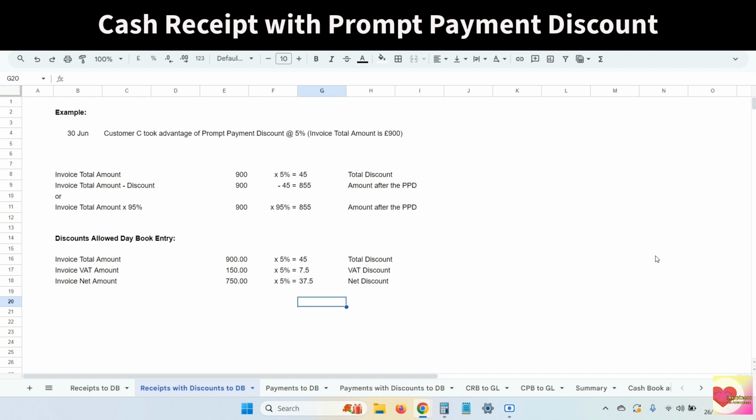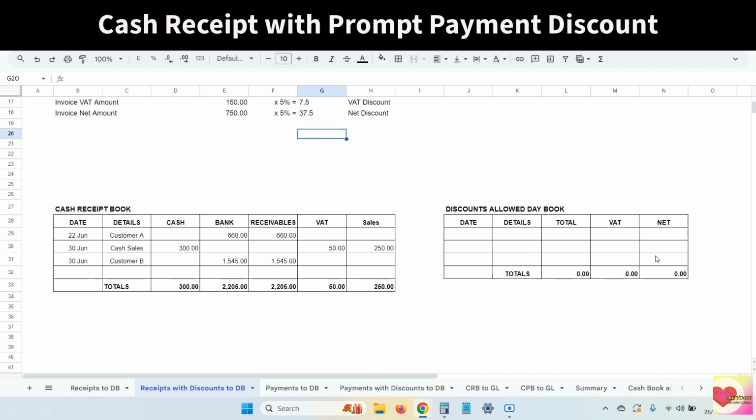If you're wondering if you could just compute the VAT discount and the net discount from the total discount, the answer is yes. However, I made these workings just to show you where the amounts would originally come from. You can do both to double check if your computation is correct.